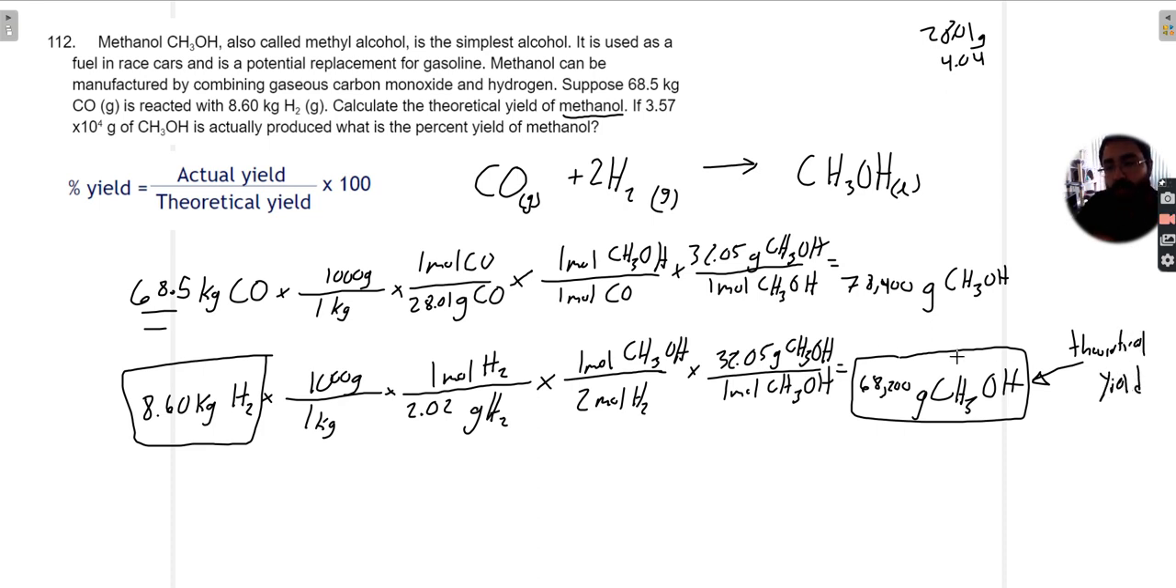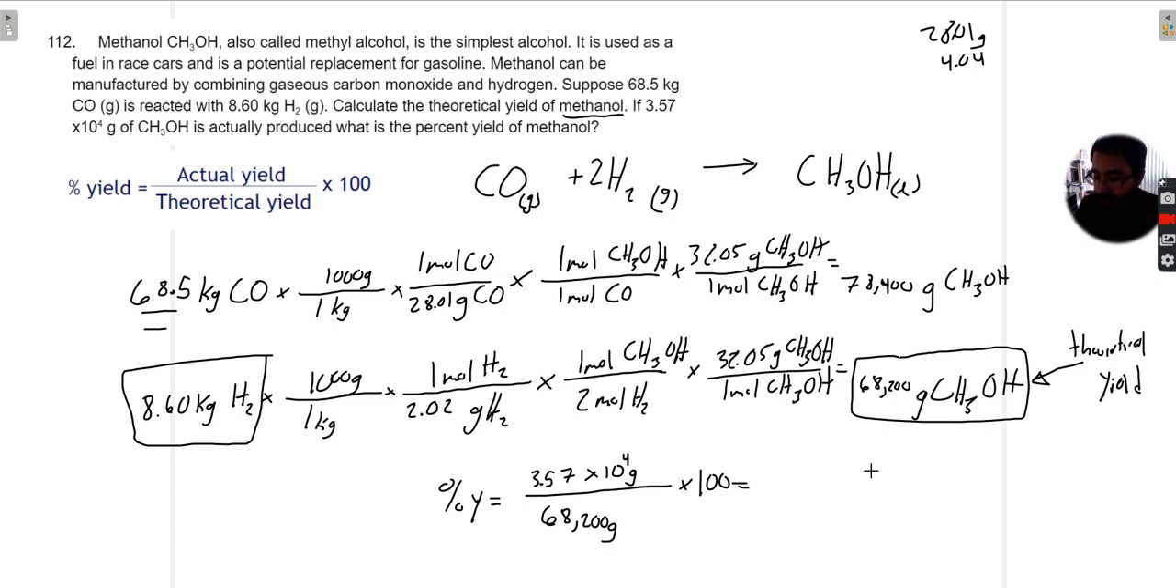Now your theoretical yield should always be compared to what you actually make. So your percent yield is equal to what you actually made divided by what you could have made, or what you should have made. We should have made 68,200 grams, but over here, it tells us we made 3.57 times 10 to the fourth grams. Since we want a percentage, we multiply by 100. So let's check that out.